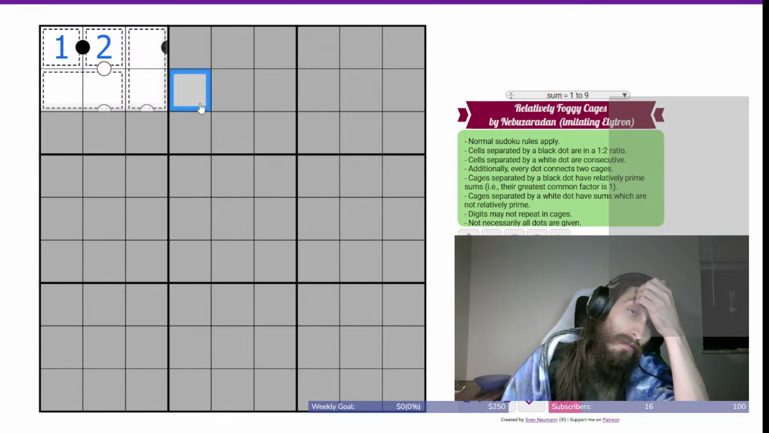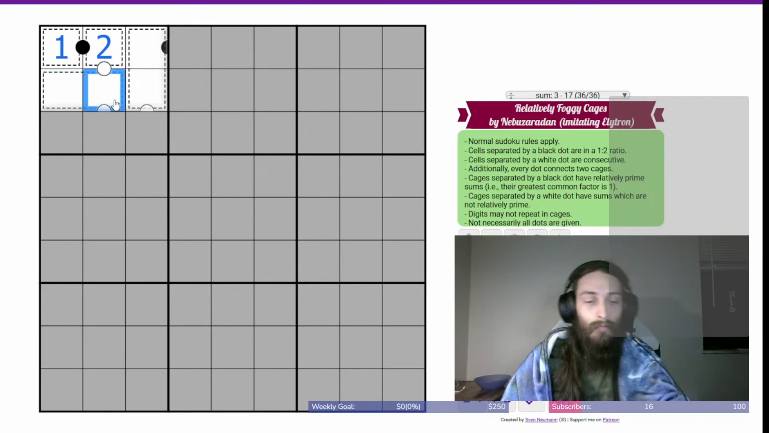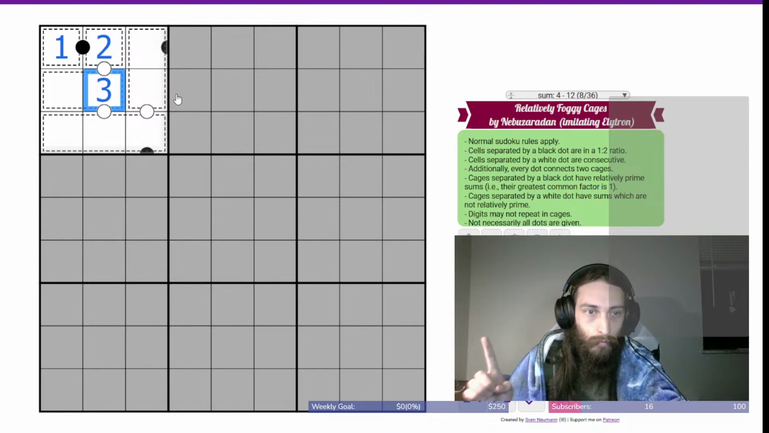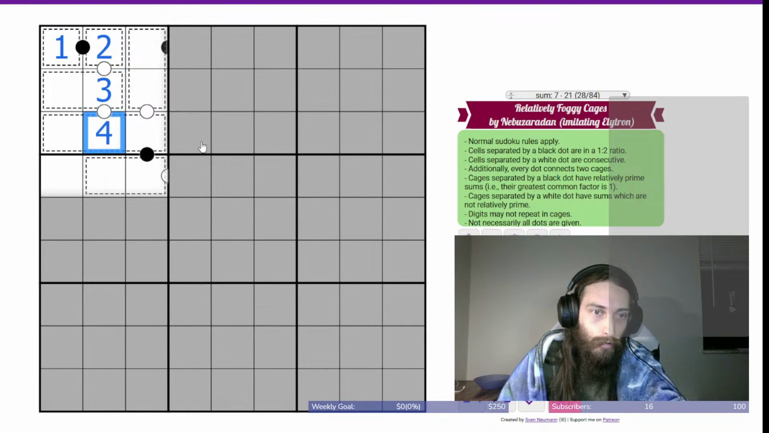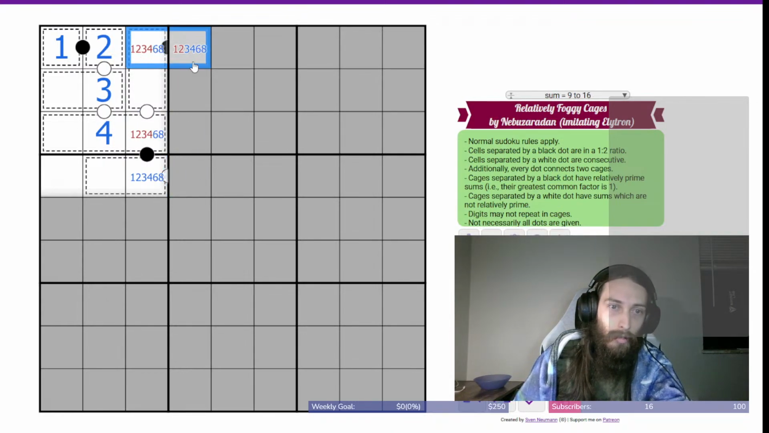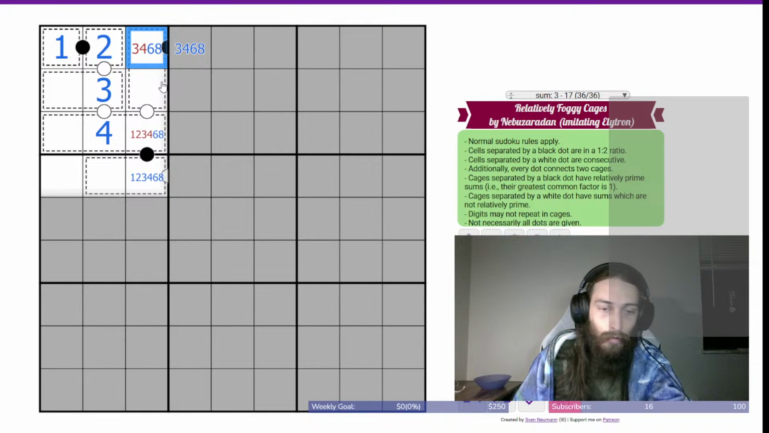So now does the white dot separating the cell under the 2 only go to... Okay, so yeah, it is 3. Yeah, that's a 3 4, just go to 4, right. And then from here we get 1, 2, 3, 4, 6, 8. Now these can't be 1 or 2. This one is not 3 or 4. This isn't 1, 2, 3 or 4.